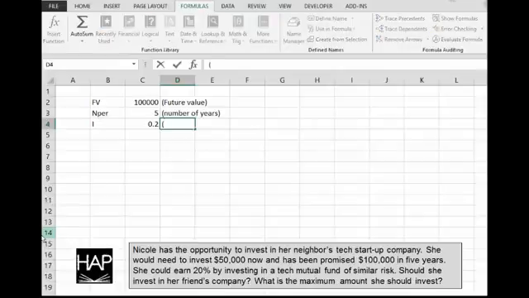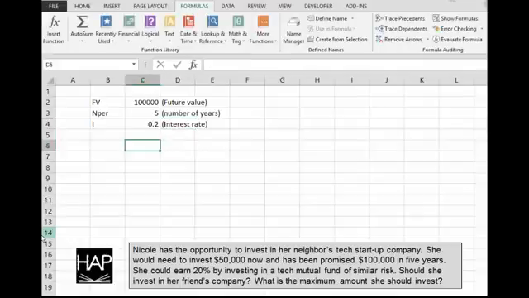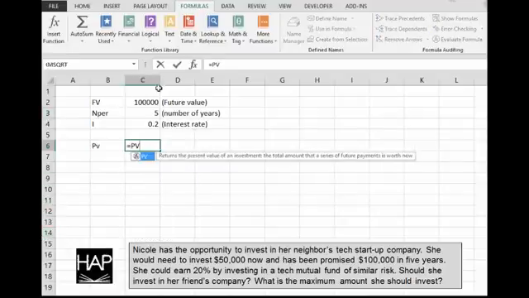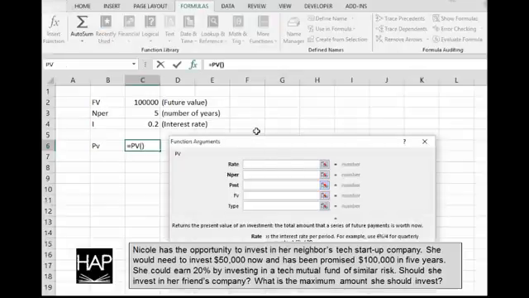I want to find out whether $100,000 in 5 years using this rate is worth more or less than the $50,000 that I'm being asked to invest. Now I can solve for the present value using the Excel formula PV for present value. And I can enter the information that I have. So the rate is 20%. The number of payment periods, or the number of years involved, is 5. The payment I'm going to leave blank because there are no payments being made other than the initial money that I'm investing and the amount that I'll receive at the end. The future value is $100,000 and we can leave the type blank.